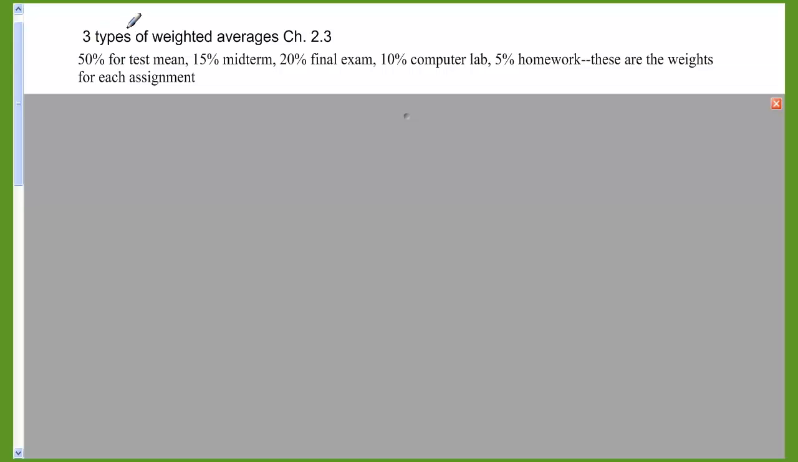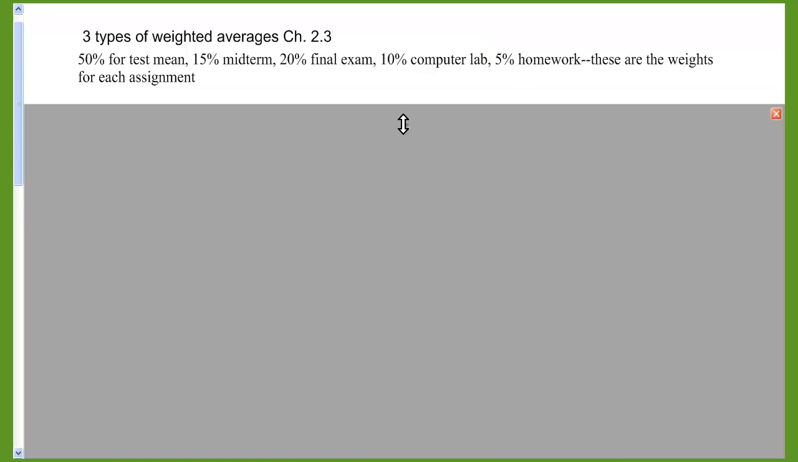I'm going to talk about the three types of weighted averages for Chapter 2.3. The first type is where you're given a percentage that each type of grade counts. This is called a weighted average. 50% for the test mean, 15% for the midterm, 20% for the final, 10% for the computer lab, and 5% for homework. These were your weights for these assignments.